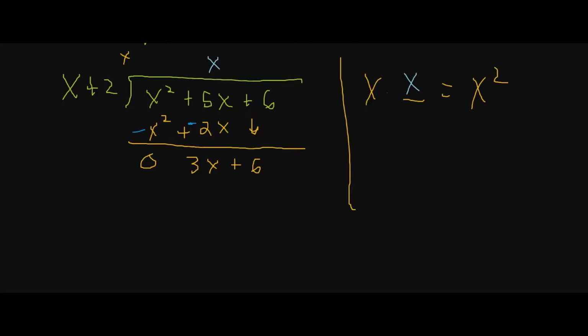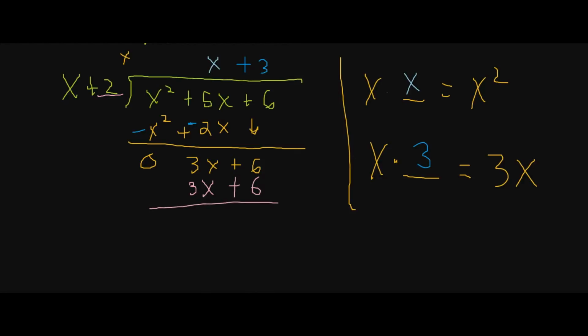Now I'll write in this corner: x times what is going to give me this term right here, that's 3x? So x times what gives you 3x? Well, it's just 3. So we know that this is going to be plus 3. Now we proceed like we did before. What's x times 3? That's going to give me 3x. And then what's 2 times the 3? That's going to give me 6.